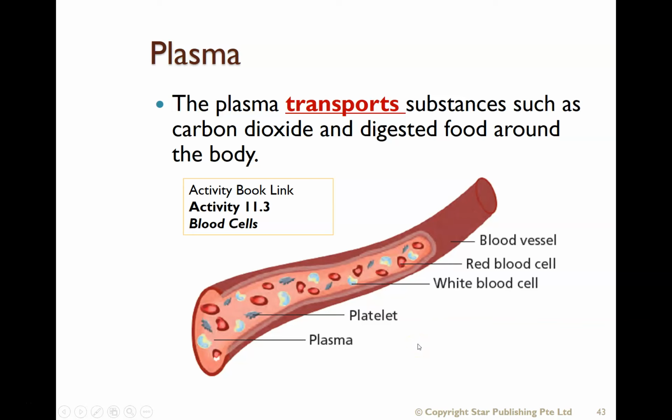Your red blood cell, what does it do? Your white blood cell, what does it do? Platelet, what does it do? And then finally your plasma, what does it do?